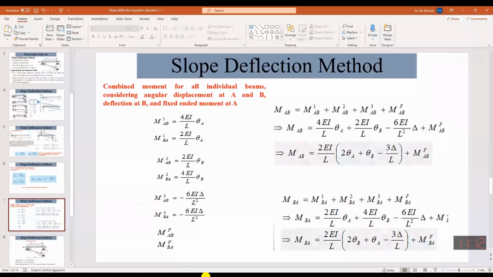So now if we write down these two equations over here, this is our two equations. Now we see that MBA equals 0 and the fixed end moment due to applied load is also equal to 0, and we solve it simultaneously. We will find out a single equation which is for the other end, and let's say this MBA was 0.